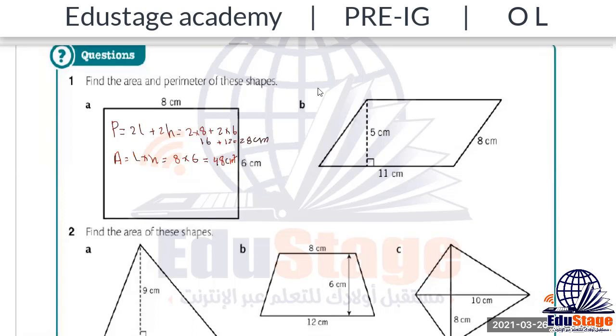Guys, the perimeter equals what? It equals the sum of the lengths of the shape. So if you forget the formula in the exam, no problem. You just put 8 here and 6 here, then add 8 plus 6 plus 6 plus 8. So take it easy. For the perimeter, you just find the total of all the sides.